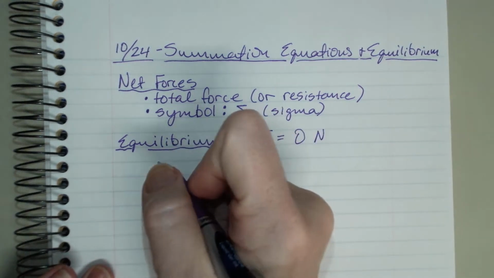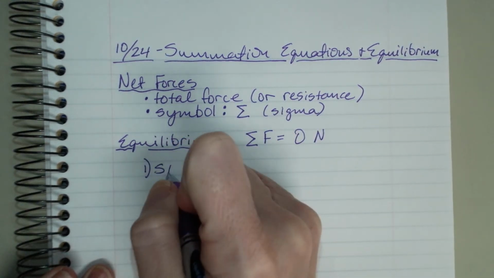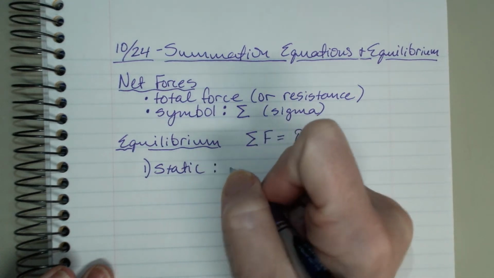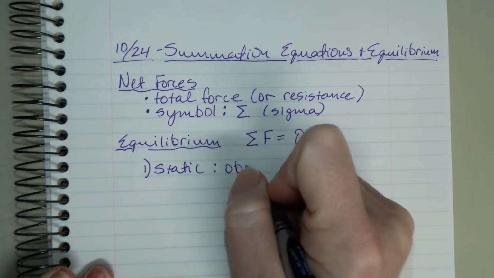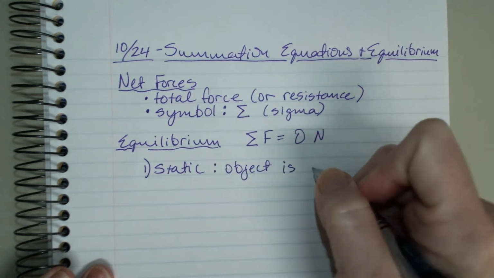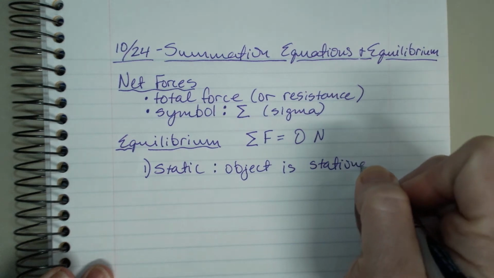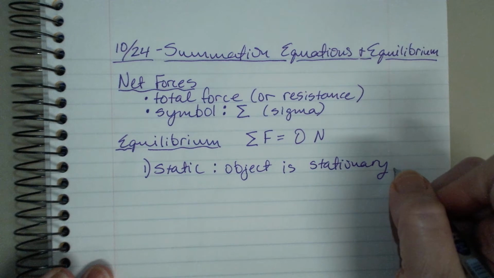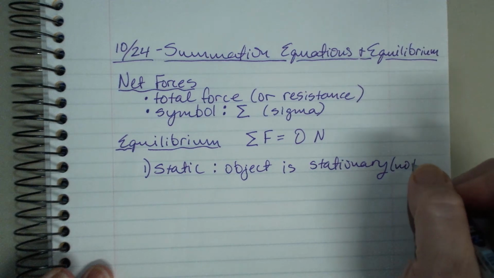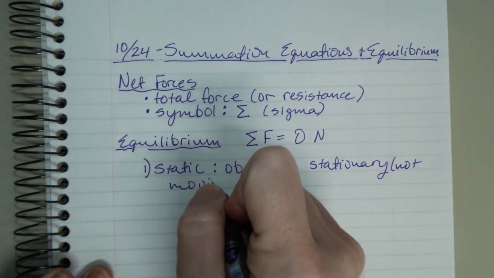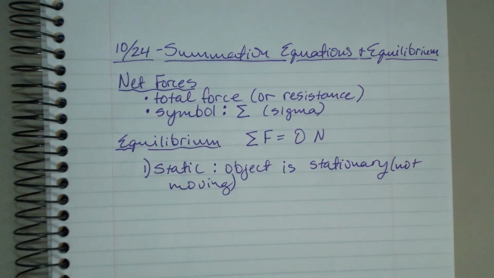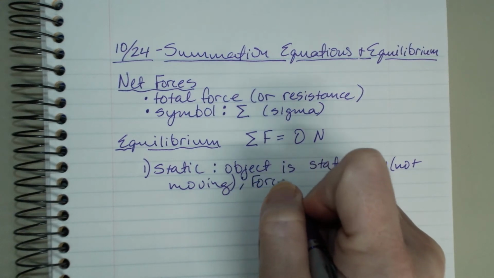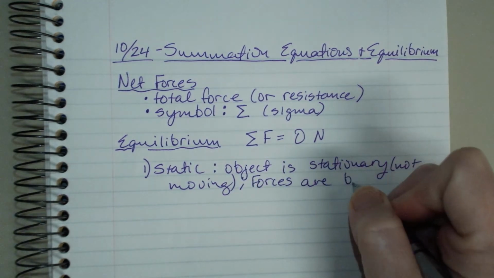So there's two different types of equilibrium. There's static equilibrium, and this is when the object is stationary, which means it's not moving. In this case, the forces are balanced.